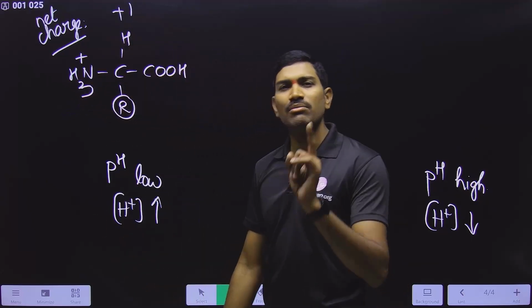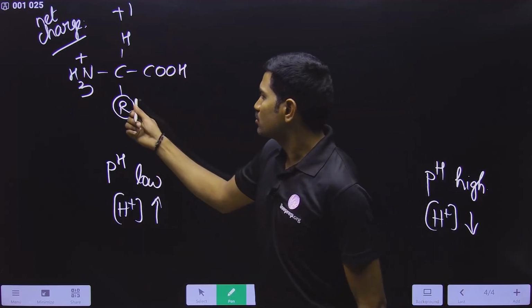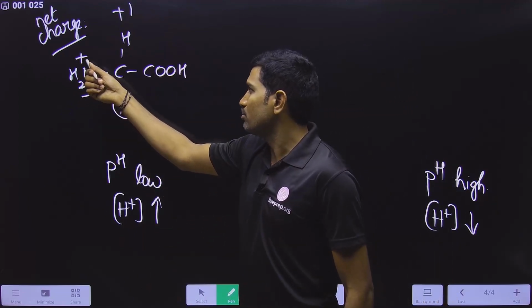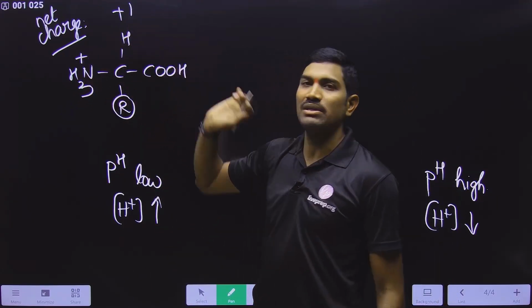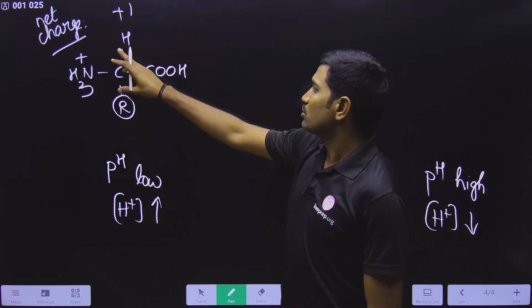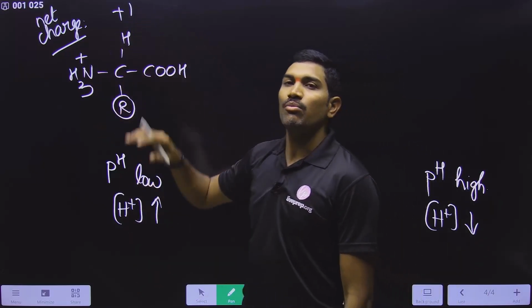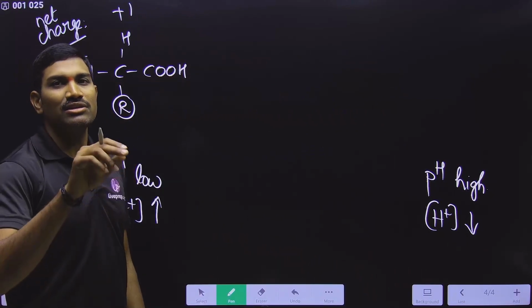How many plus are there? Only 1 plus is there. So I am not talking about R group. So based on this, how many plus groups are there? Only 1 plus is there. So it is plus 1. Right, like this. So net charge of this particular amino acid is positive. Net charge is positive and the value is plus 1.